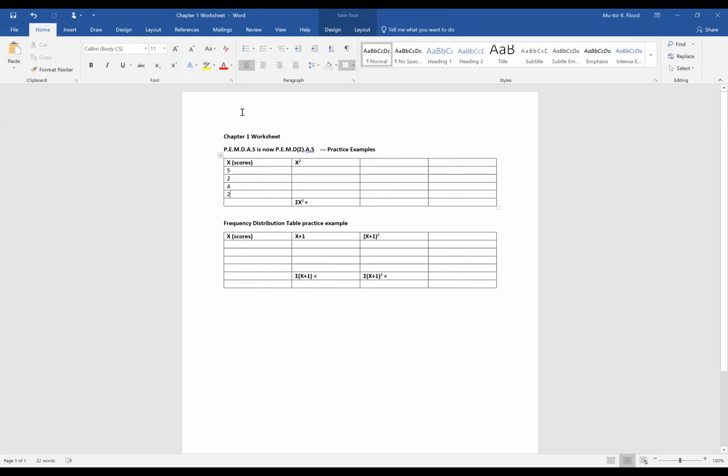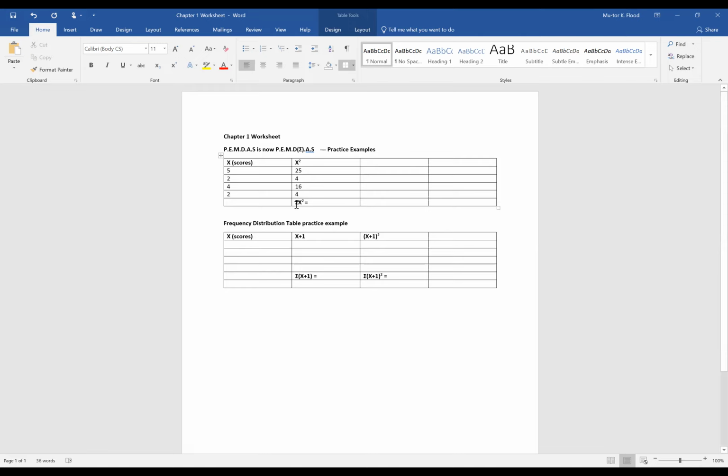The first question is asking us to sum the squared scores. The first thing we do in PEMDAS is parentheses. There are no parentheses, so the next thing is exponents. It's saying raise each score to the second power, or square it. So 5 squared is 25. 2 squared is 4. 4 squared is 16. And 2 squared is 4.